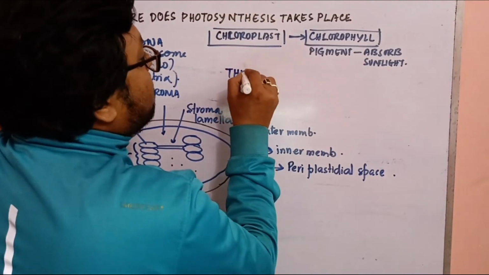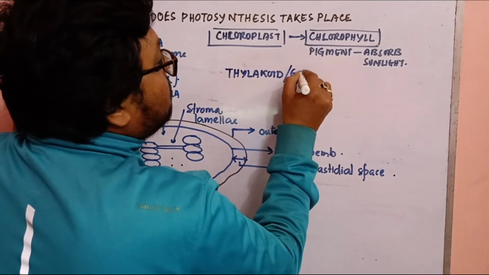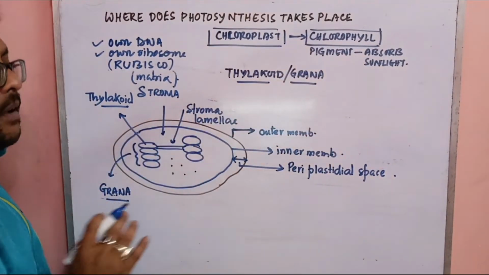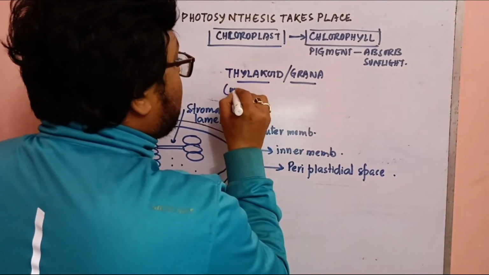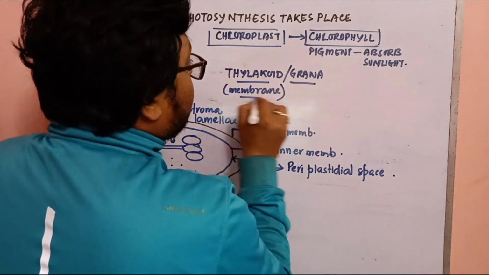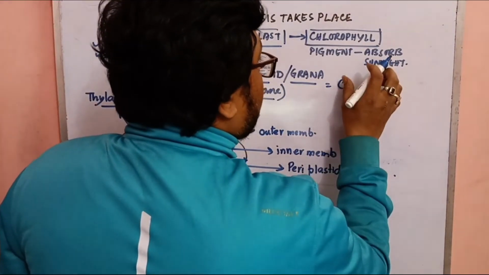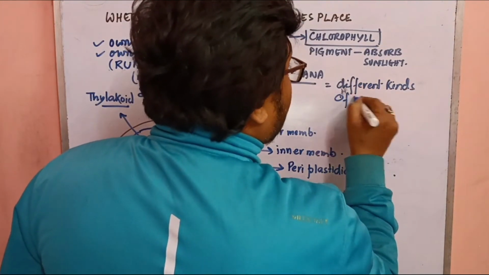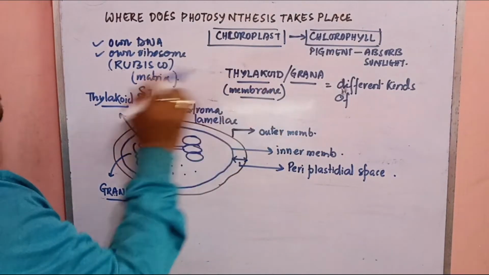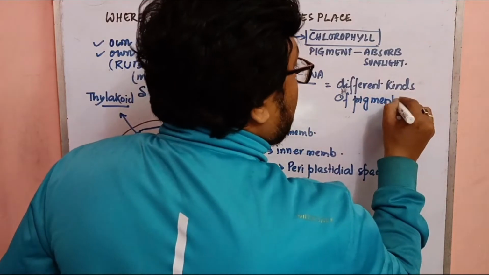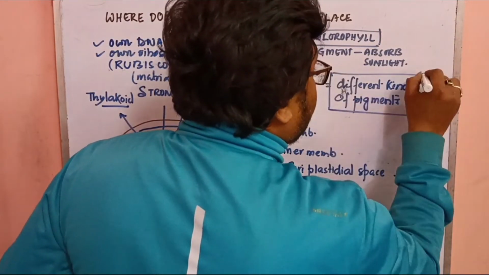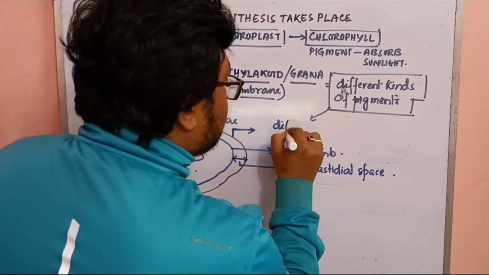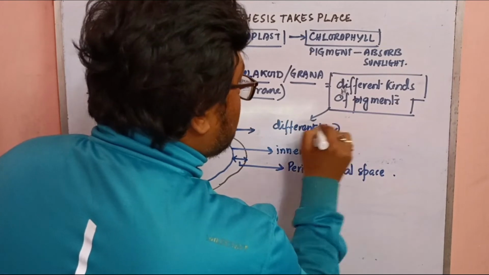But we need to understand that basically in thylakoid, or you can even say in grana, we have seen the difference between thylakoid and grana, so saying either is fine. Thylakoids are in grana, or you can even simply say in the membrane of thylakoid, we'll find different kinds of pigments. So where are they found? In the membrane. What is found in the membrane of thylakoid? Different kinds of pigments. Later on if we discuss, we'll find that different kinds of pigments are involved, we can simply say different kinds of chlorophyll.